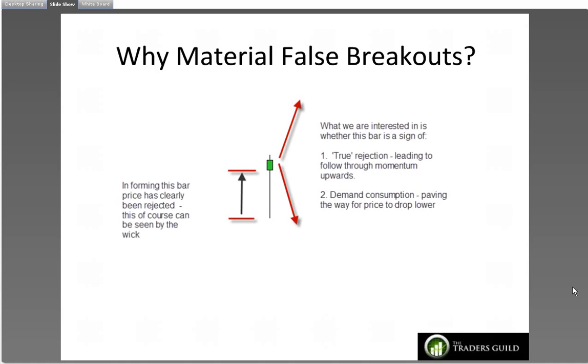Now, one of the ways we can overcome a material false breakout is to spot supply demand that price is reacting from. We know that supply and demand represents institutional money. Therefore, if we can see that in causing the false breakout rejection bar, it's hit institutional supply and demand, that gives us more confidence that the logical outcome is that rejection bar is actually a true false breakout, a true rejection bar, and not a supply and demand consumption bar.